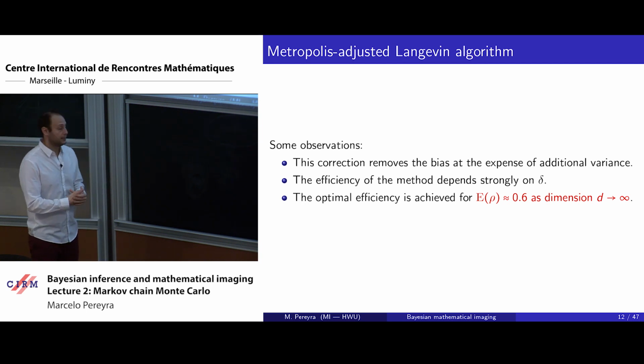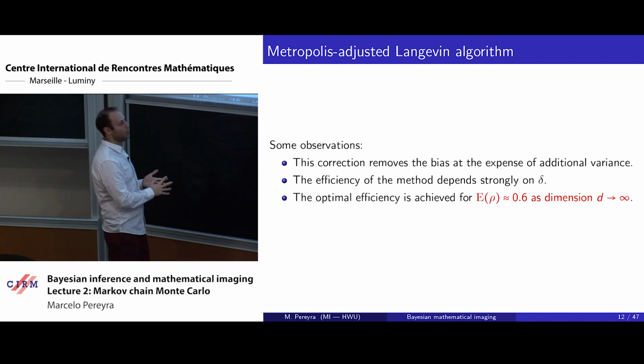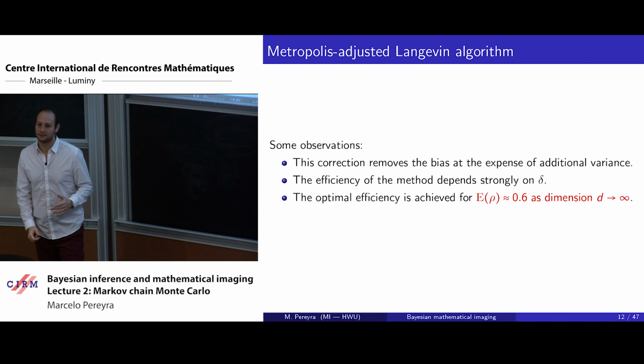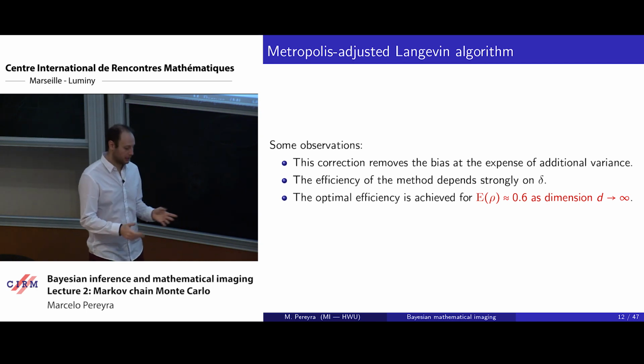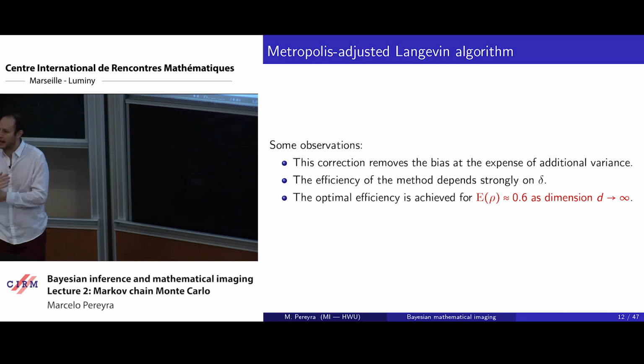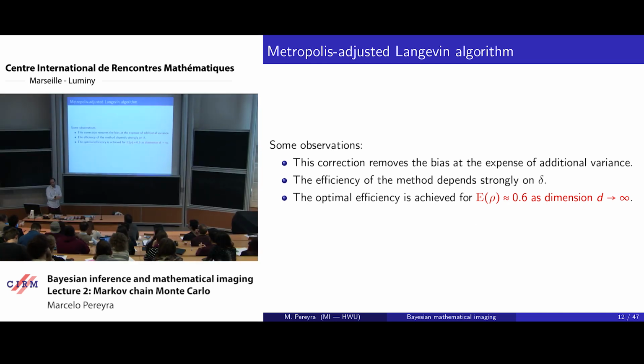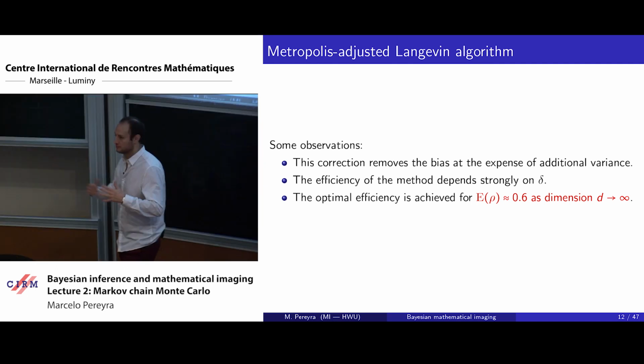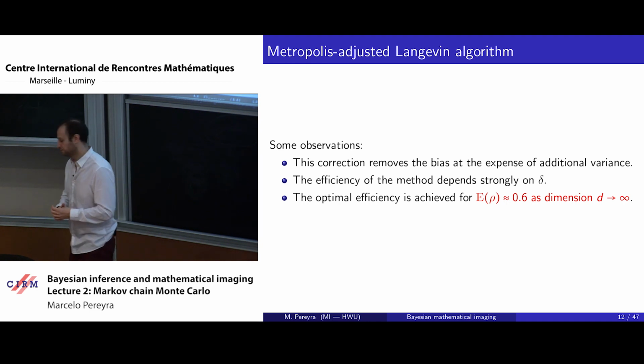And luckily, mainly thanks to people at Warwick University, we know what is the exact value of delta we should be choosing. So they have done theory, and under very general conditions, for this algorithm, you should be aiming for an acceptance rate that is close to, let's say, 60% or 50%. And if you have delta such that the probability of accepting or rejecting a move is around this value, then your chain has an efficiency, as measured in a statistical sense, that is optimal. This is as good as it gets.